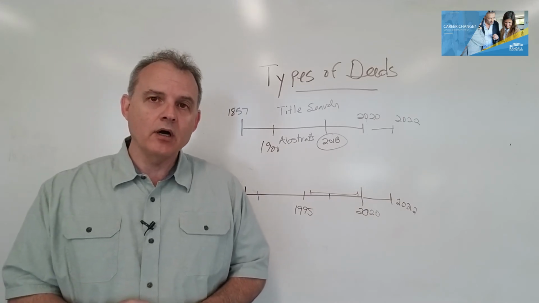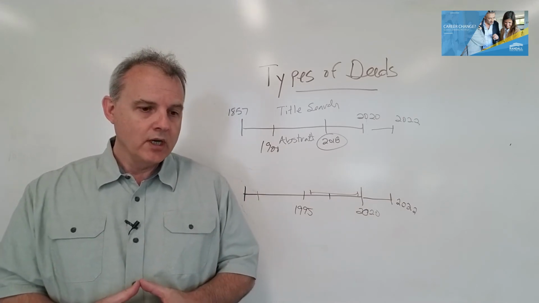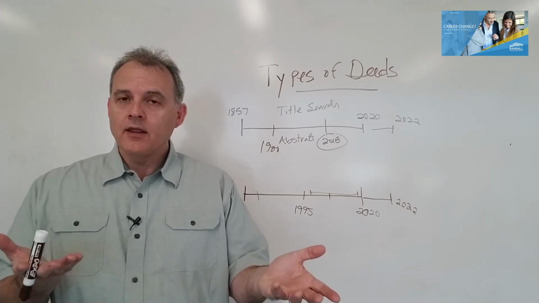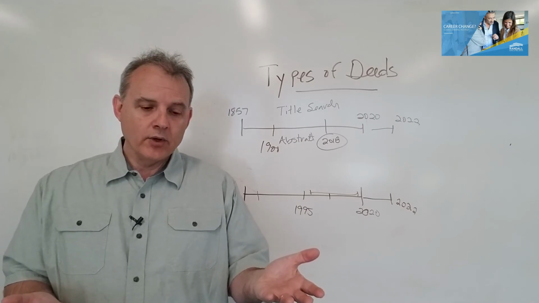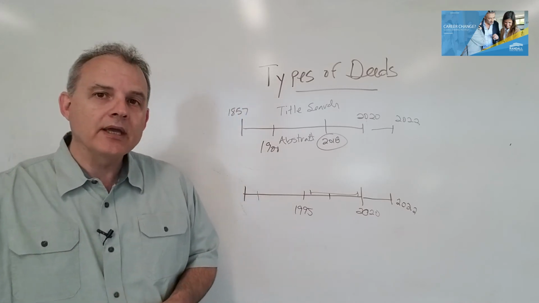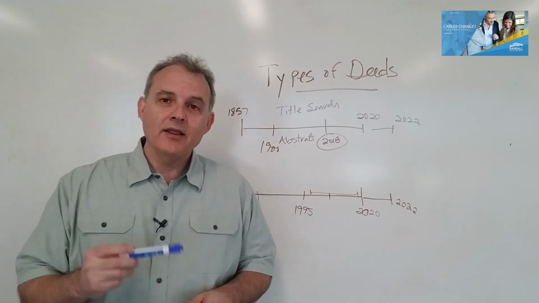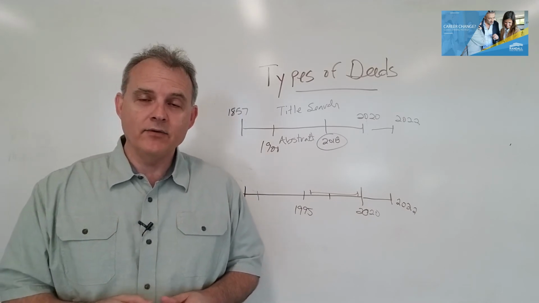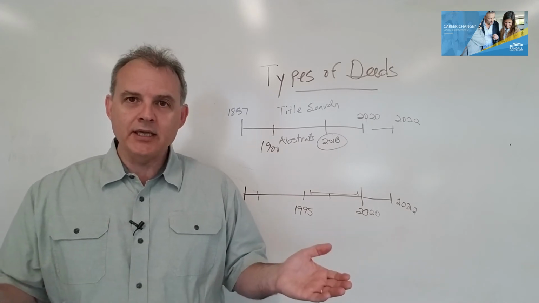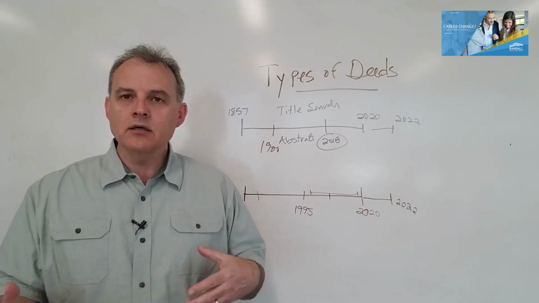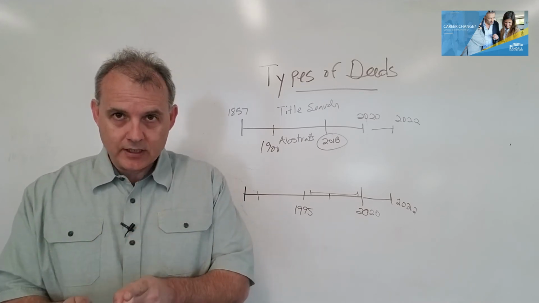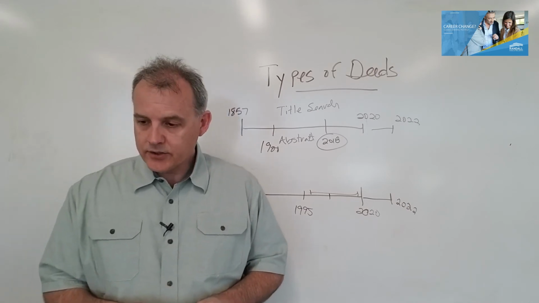Quitclaim deeds are often used in divorce situations where one spouse via the divorce gets title to the property. The other spouse is going to sign a quitclaim deed over to the new owner. And to be quite honest with you, one of the things that happens a lot of the times is that it fails to be done in the divorce proceeding. And when you're the agent and you're trying to sell a house, the first thing that pops up is, hey, no quitclaim deed was done. So if your seller is in a divorce situation, please make sure you ask whether or not the quitclaim deed was signed by the other spouse.